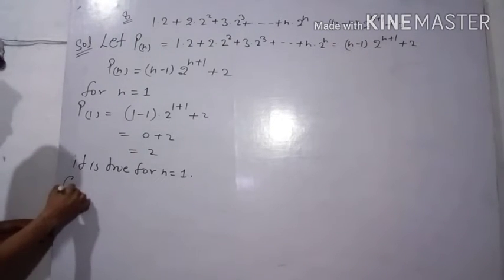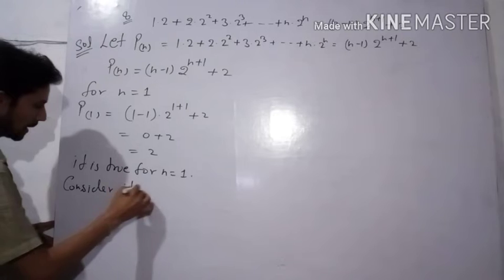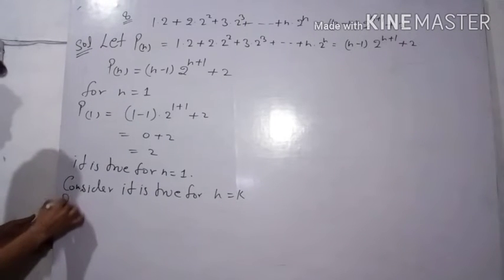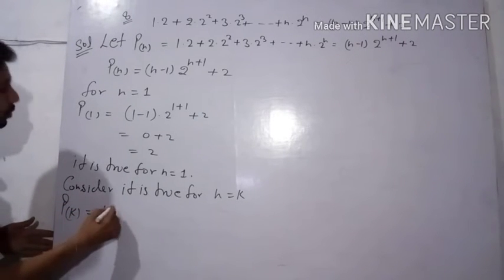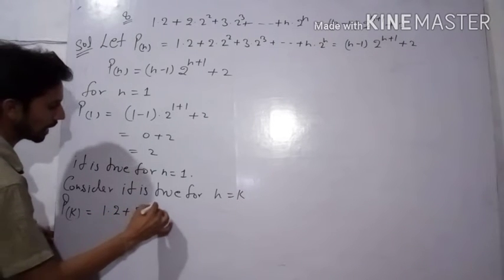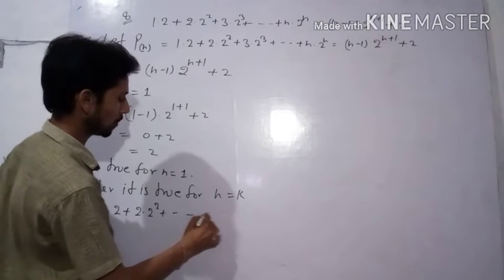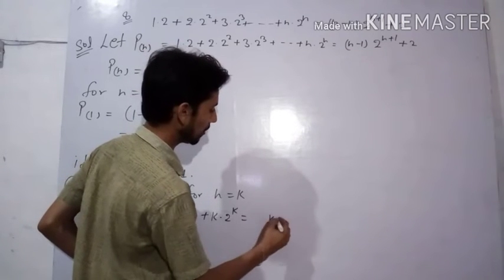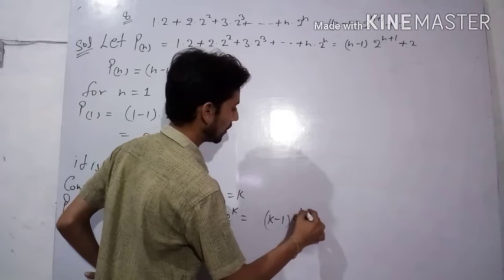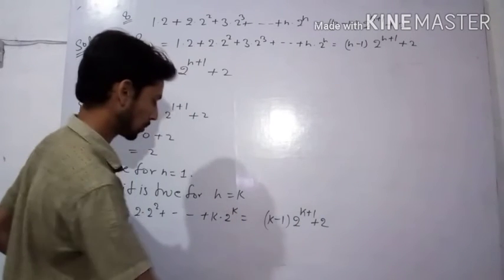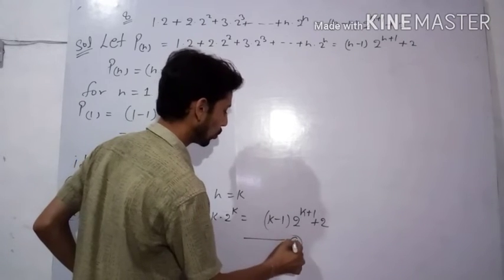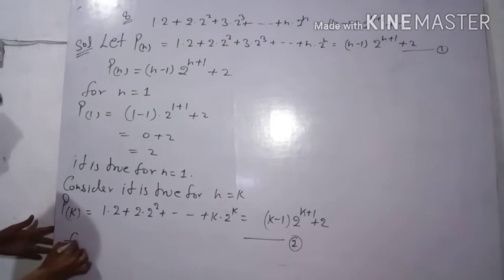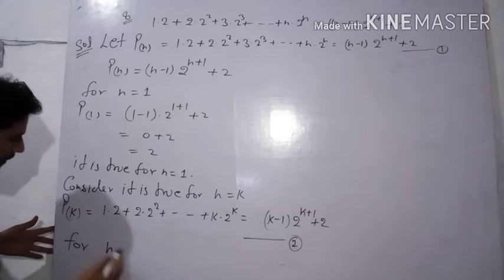Now consider it is true for n equals k. So P(k) is equal to 1 into 2 plus 2 into 2 square plus dot dot dot plus k into 2 exponent k is equal to (k minus 1) times 2 exponent (k plus 1) plus 2. This is equation 2. Now you have to prove that it is true for n equals k plus 1.